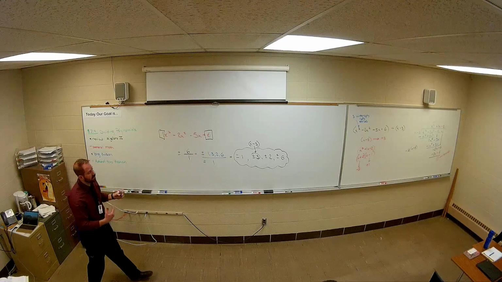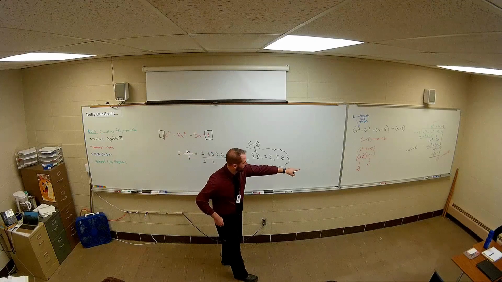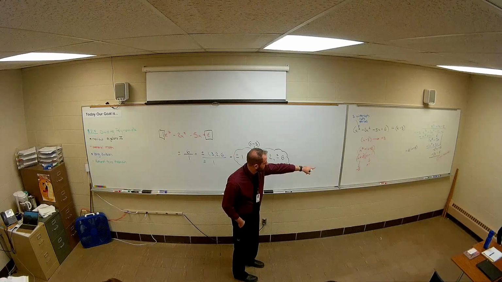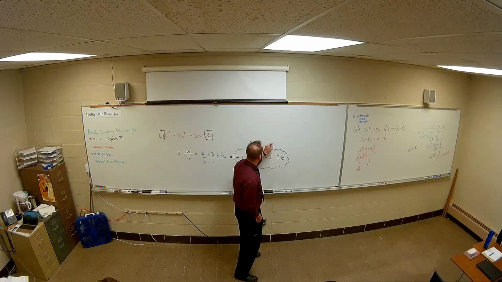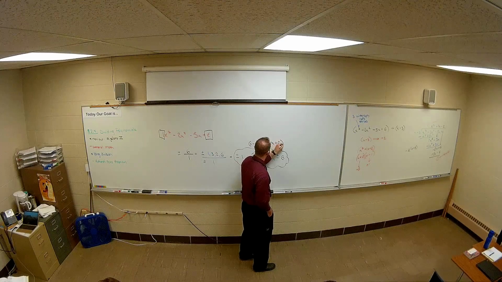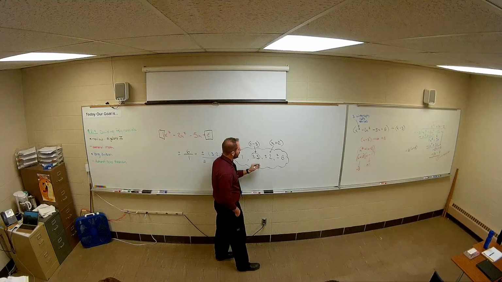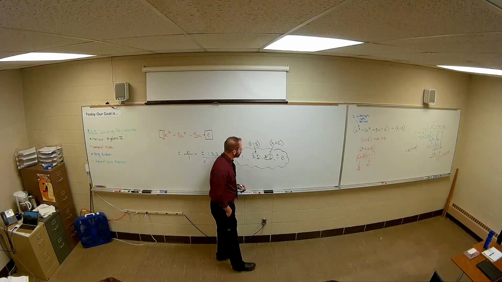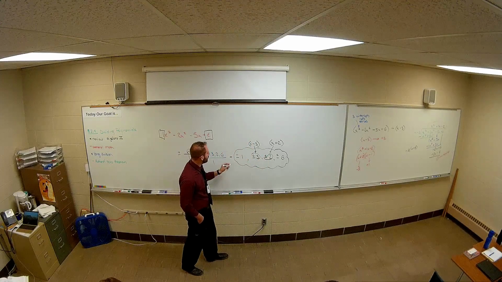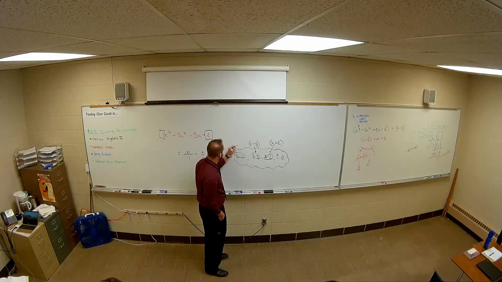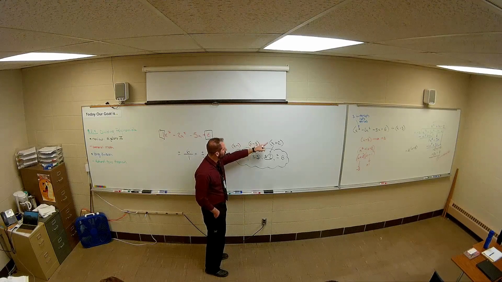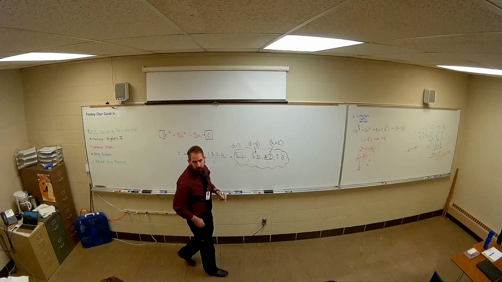If I wanted to, I could have done this problem completely different. I could have picked one of my other numbers. What were my other 2 numbers that worked? Yeah, I could have picked x plus 2, which would have been representing the negative 2 part. Or I could have picked the positive 1, which meant x minus 1. I could have divided by any one of these 3 and it would have worked.